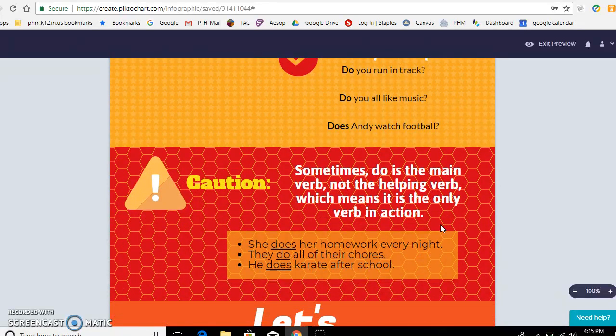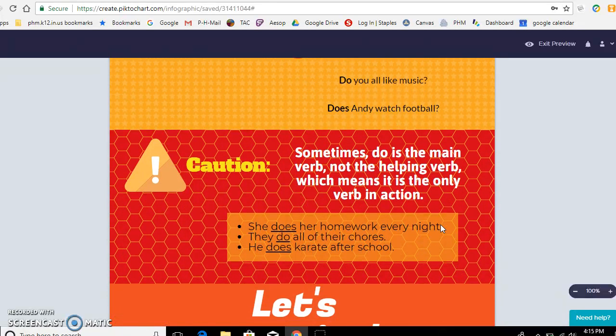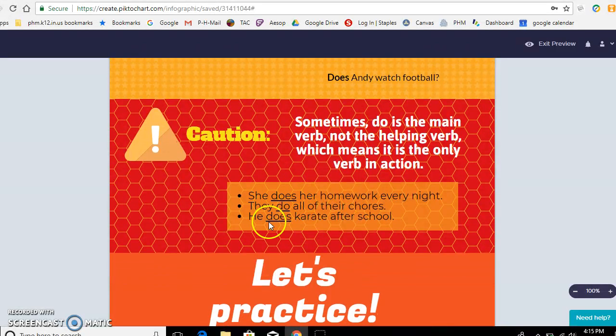I have a little caution section down here because there is one thing, and normally I would probably save the caution sections for the older grades, but in this case you do have to point out that sometimes do is the main verb and not just the helping verb, which means it's the only verb in action. So there are sentences you see with the forms of do and does and did, but they're not the helping verbs. They're not the auxiliaries. They are the main verbs. And I would not use the term auxiliary with them, so I used helping instead. But in these examples, do is the main verb.